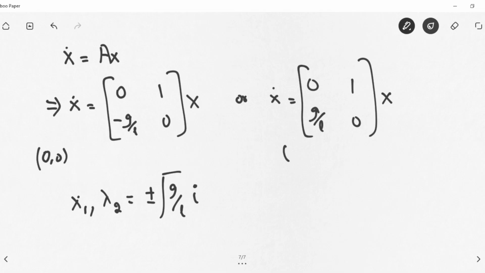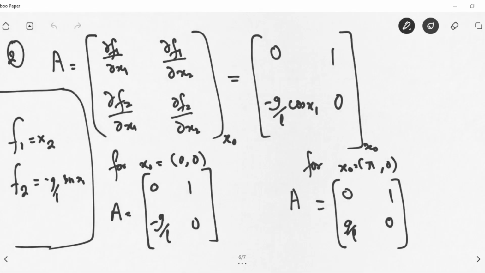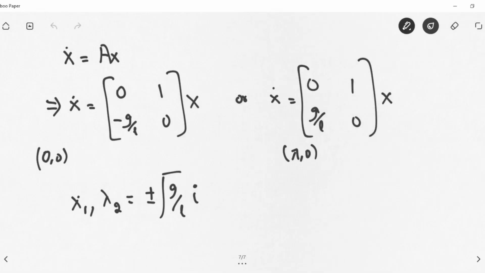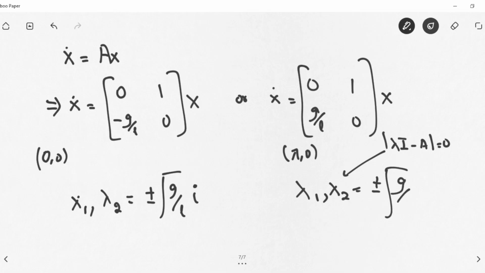For the case where our equilibrium point was pi 0, the eigenvalues of this system come from the determinant of lambda I minus A equated to 0. You can find the values of lambda 1 and lambda 2. Once you do that, this becomes lambda square minus g by L, that is, lambda square is equal to g by L. So lambda is equal to plus minus under root of g by L.